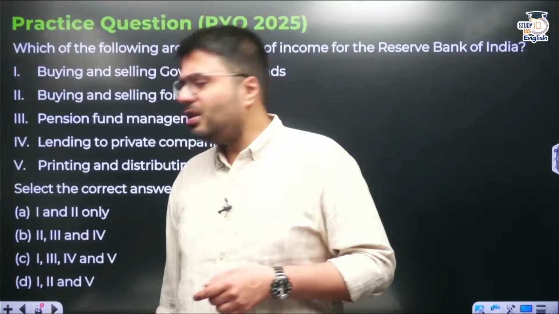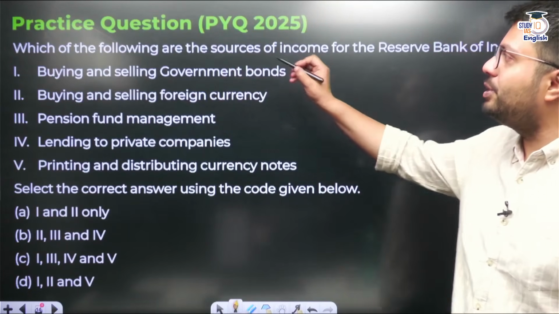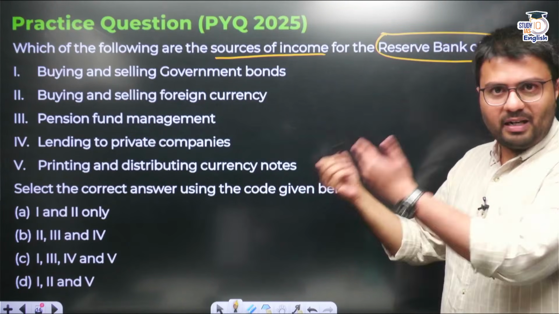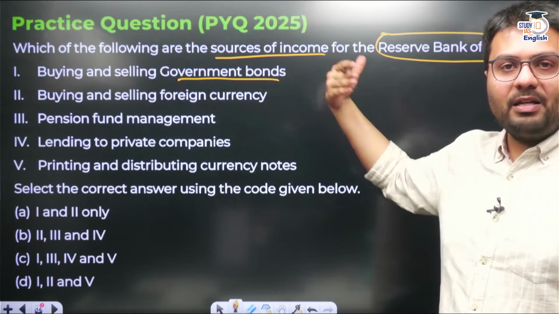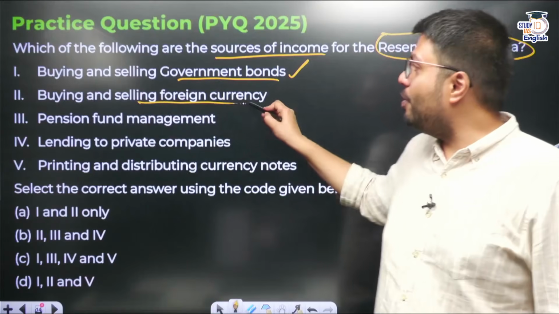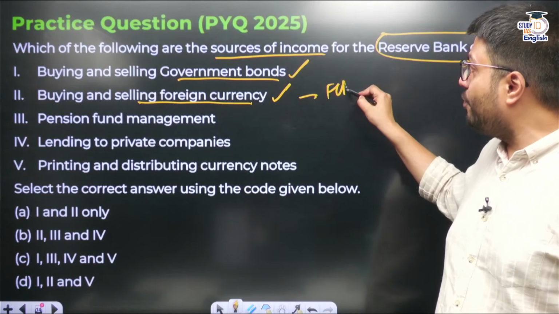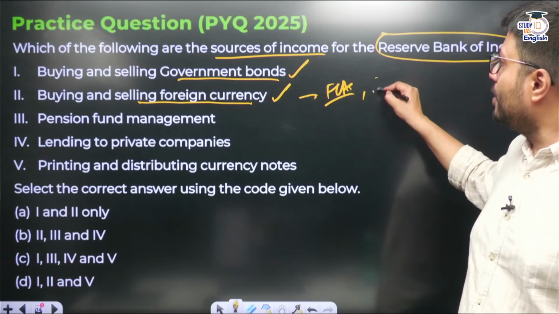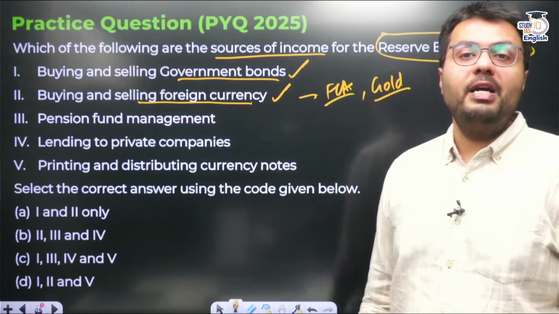Now, based on this topic, a question was asked in the UPSC prelims last year. Just look at the question. Which one of the following are the sources of income of the Reserve Bank of India? Let us try to solve this question. Buying and selling of government bonds obviously makes RBI a handful amount of profit. It is a source of income. Buying and selling of foreign currency, yes, it is a source of income this year, particularly the selling of foreign currency assets in the open market to prevent depreciation of the rupee, and the appreciation in the value of gold is what led to record profit generated by RBI.